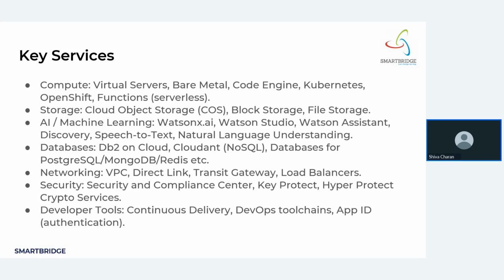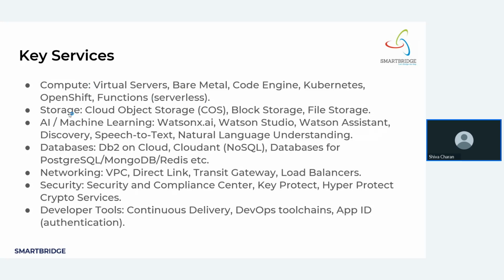So when coming into compute services, we have these many services. It provides virtual servers, bare metal, and Code Engine. Remember, when we were discussing the platform, we got this Code Engine, right? It will also provide us Kubernetes services, Red Hat OpenShift, and functions. These are the things that come under compute.